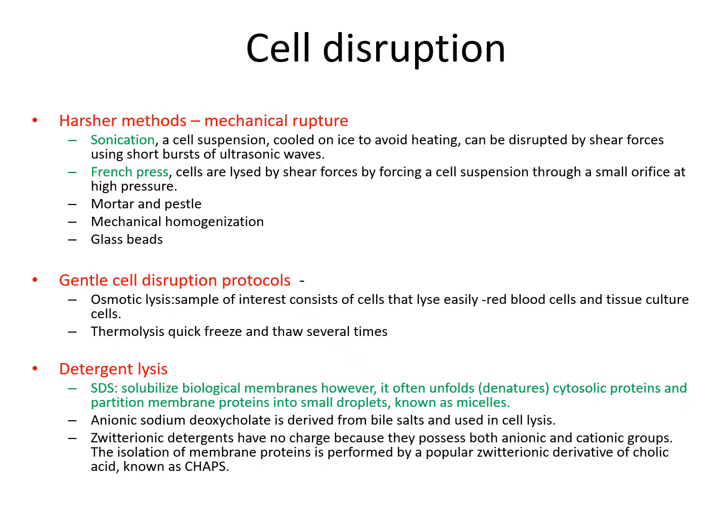But before you obtain the cell extract, you need to open up the cell to break the cell wall. So you harvest the cell or collect the sample, and then you have to disrupt the cell, so we can have a mechanical rupture or detergent lysis. The harsher method, you can do sonication. With sonication, you have a cell suspension and cool on ice to avoid heating. Use the sonicator, with ultrasonic waves, to break the cell, and then French press. Cells are lysed by shear forces by forcing the cell suspension through a small orifice at high pressure. Or you can use glass beads, mortar and pestle. Those are mechanical rupture. And then for gentle cell disruption, use osmotic lysis.